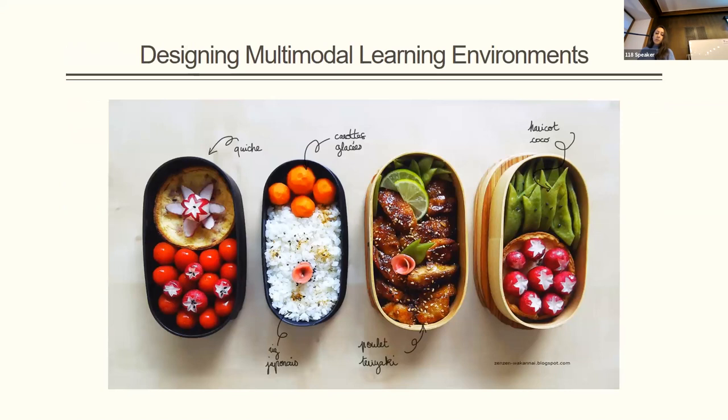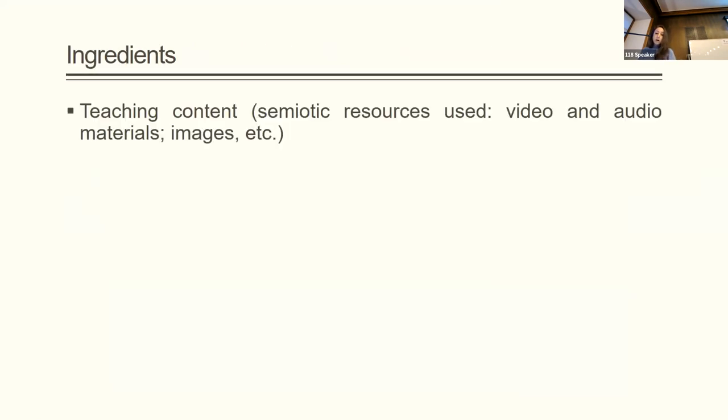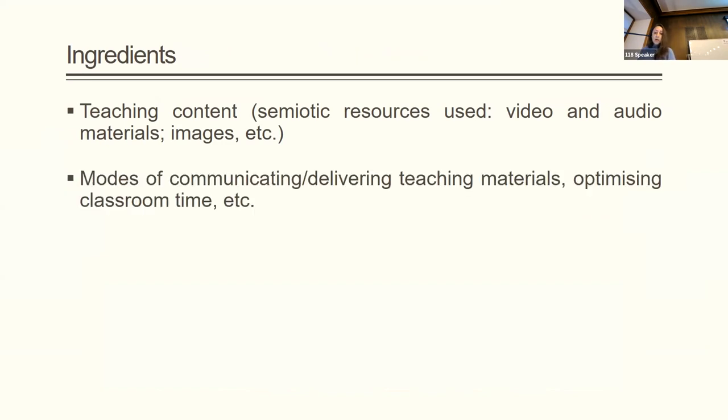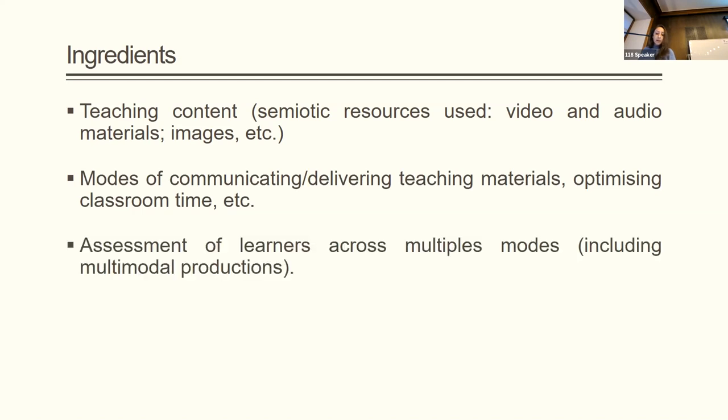So when it comes to designing multimodal learning environments, what are the categories, what are the things that we could put in to make the learning environment multimodal? Of course, there is the teaching content, that is to say the semiotic resources that we bring into the class, which can be video, audio materials, images, etc. But also the different modes of communicating and delivering the teaching materials. And finally, paying attention to and assessing learners' multimodal productions across different modes.